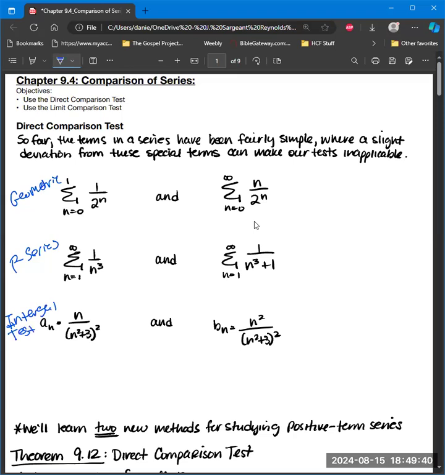n over n squared plus 3 quantity squared, because I see a u du substitution there. But if I would make that numerator n squared over n squared plus 3 squared, I no longer have that nice u du substitution. So this one is no longer geometric. This one is no longer p-series. And this one is no longer easily integrable.